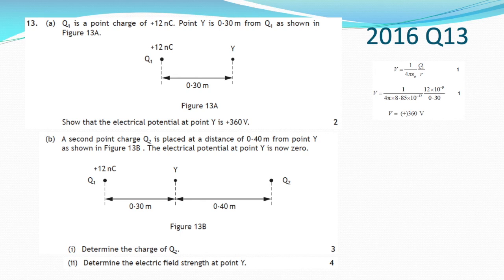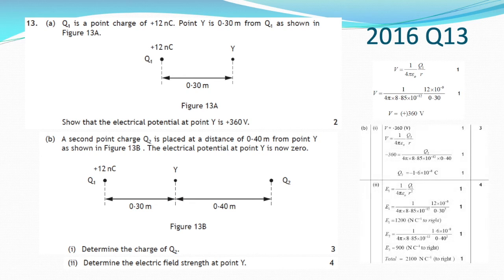So if we substitute that in, we're going to use the same relationship again for potential, but this time our potential will be minus 360, and we're going to sub in the value for the new distance R and hopefully be able to work out Q2. So here it is, part B, part 1. So our potential is minus 360. Same relationship, substitute in the minus 360 and rearrange for Q2, and we get a value for Q2 of minus 1.6 times 10 to the minus 8 coulombs.